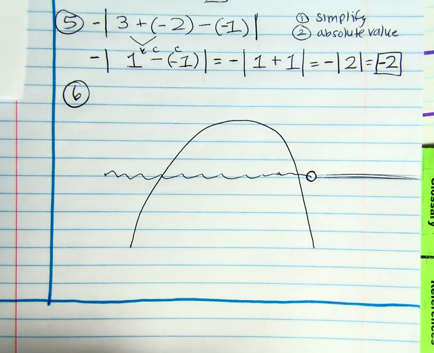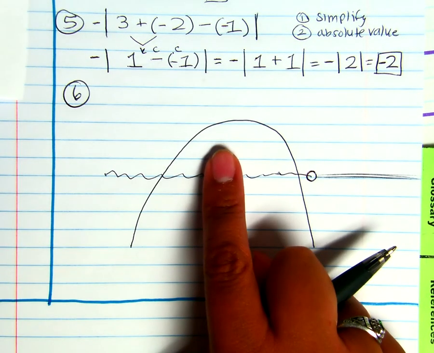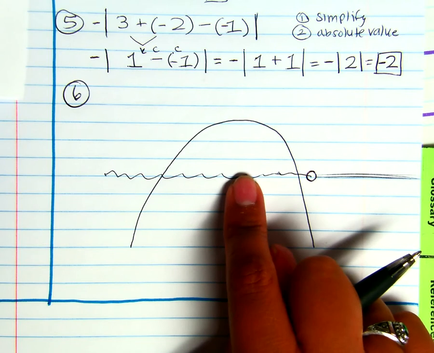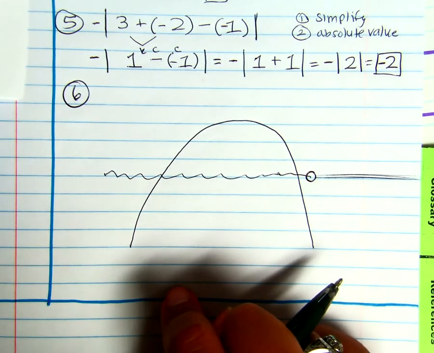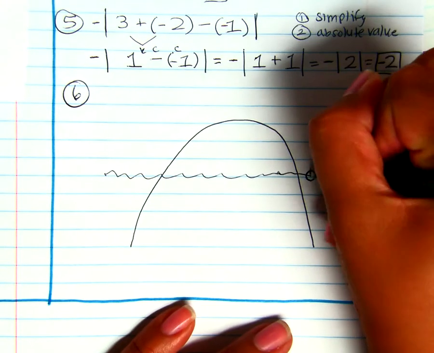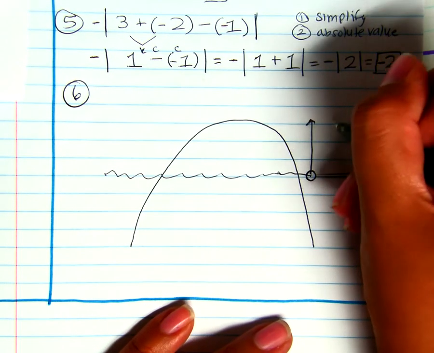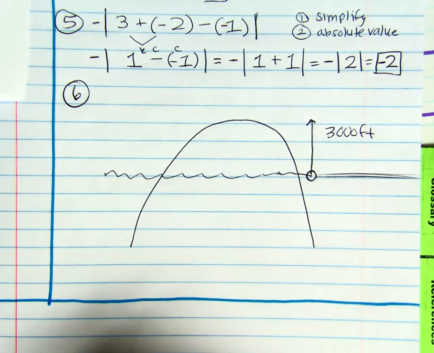Move on to number 6, Tristan. Okay, so if a mountain's in water, right, is it just floating? Some islands float, right? But if it's a mountain, it's going all the way down. And so then, if you go straight up from 0, it's going to be 3,000 feet high. Which I think is really, really high. So it's my imaginary mountain.